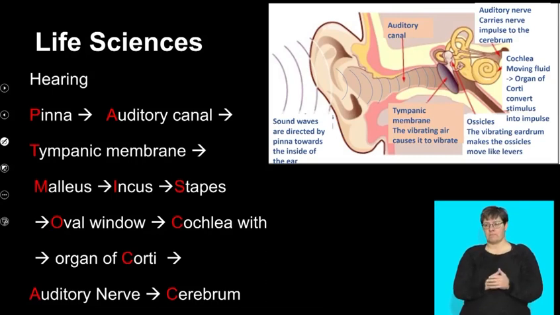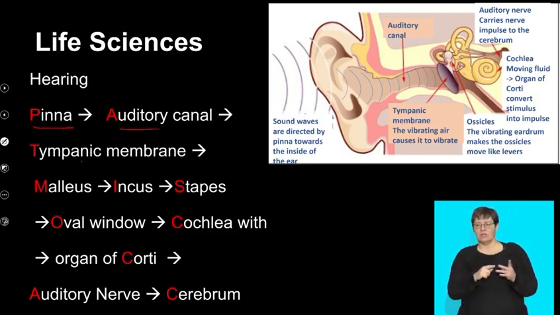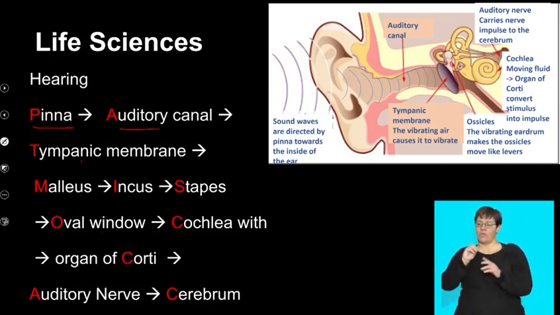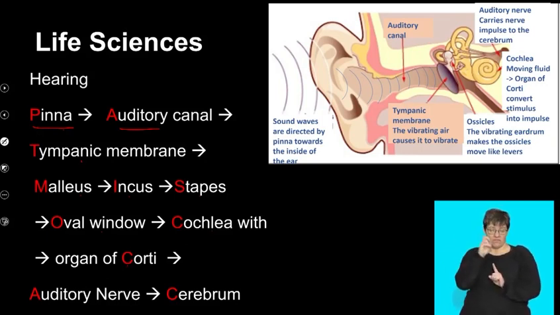Now I tried to make it simple for you by using this little flow chart. The sound will move from the pinna to the auditory canal, to the tympanic membrane, to the malleus, incus, stapes, to the oval window, to the cochlea with the organ of Corti, where it will be converted into an impulse and transmitted via the auditory nerve to the cerebrum.